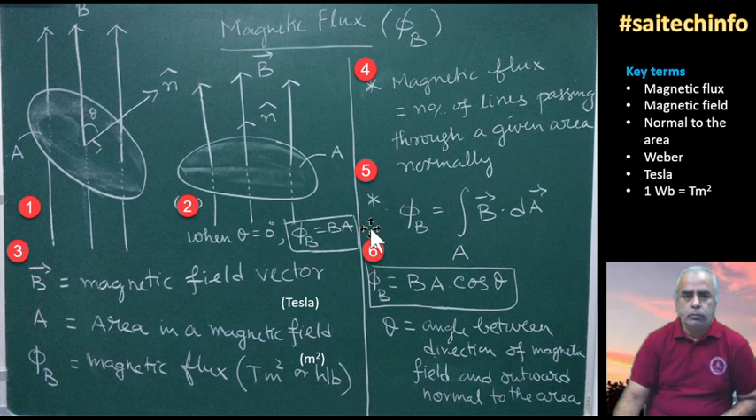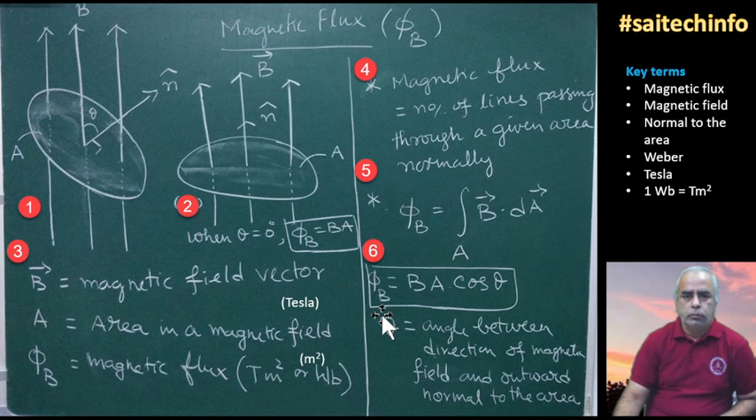When we integrate over the area, it becomes BA cos theta. B and A are the magnitudes of the magnetic field and the area, and cos theta we already discussed. This theta is the angle between the direction of the magnetic field and the outward normal to the area.